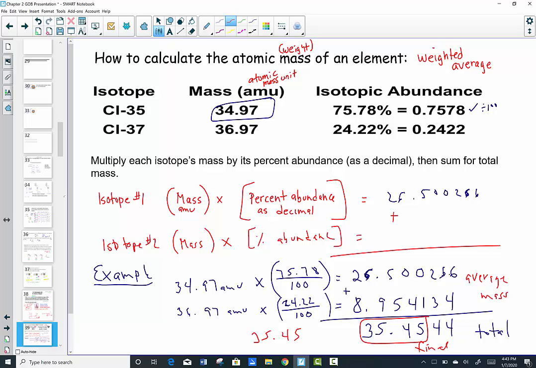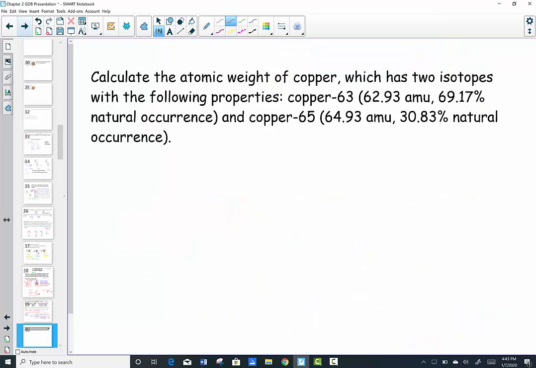What do you think? We just did a little calculation. Each mass multiplied by its percent abundance in decimal form, and then simply sum each individual's answer to find the total, and you'll have your final average mass. Not too bad. Want to try another?